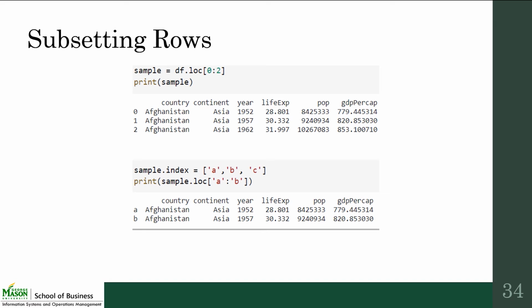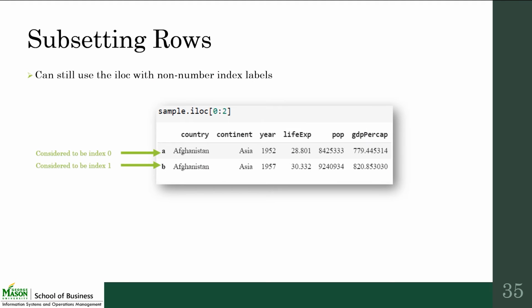This could be done using the loc method. But just because the sample data frame now has letters as the index labels, the iloc attribute can still be used for subsetting or slicing and ignores the non-numeric labels and assumes that the first row begins at index position 0 and goes in that sequence.